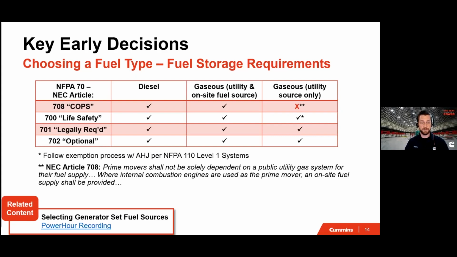The only time a utility-only source of gas is forbidden is with the strictest article of the NEC, 708, for critical operations power systems. Even for Article 700 life safety loads, utility-only gaseous fueled generator sets are sufficient so long as the local AHJ allows it. And just in case these articles of the NEC are unfamiliar to you, we'll be discussing them later in a bit more detail, and I'll offer examples and definitions for you then.